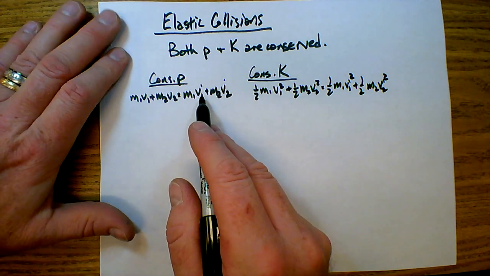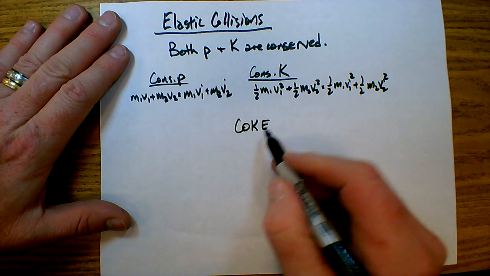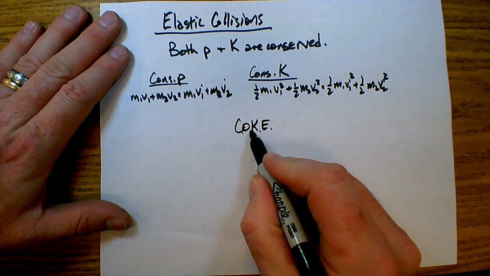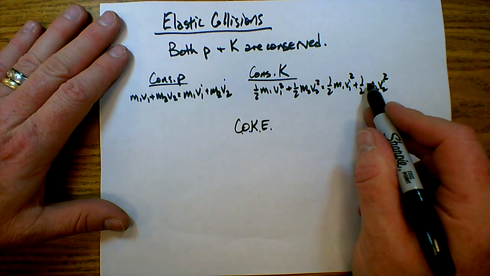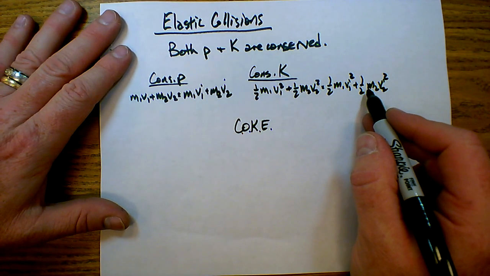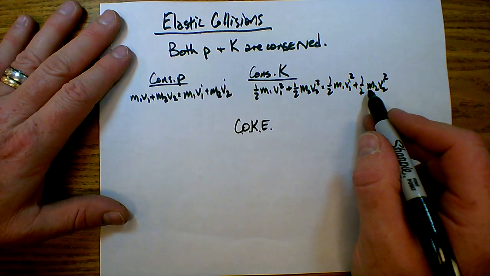Now, in class, we derived an equation that we called the KOCE equation. KOCE stands for conservation of kinetic energy. We found it easier to use than this one, because in this one the v's are squared, and you end up dealing with quadratics. Not that it's hard, but it does take more time. And on a timed test, efficiency is very important.